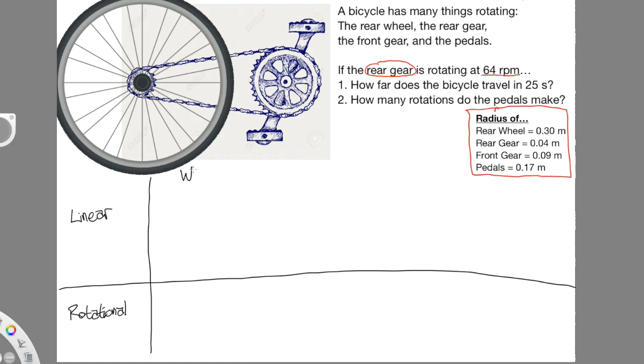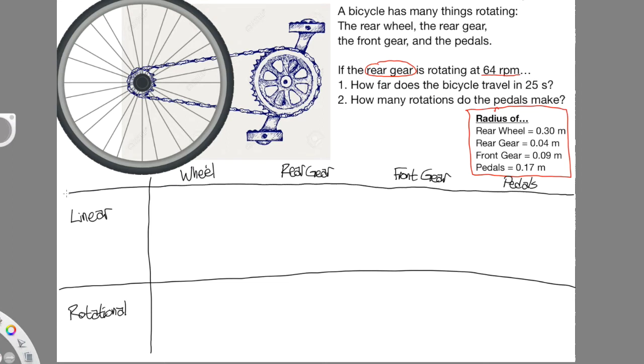So I'm going to make one column for the wheel, one column for the rear gear, one column for the front gear, and one column for the pedals. There's no reason you have to show your work this way. I just think this can be a helpful way to keep track of the many different variables that we're going to have that will often have similar names.